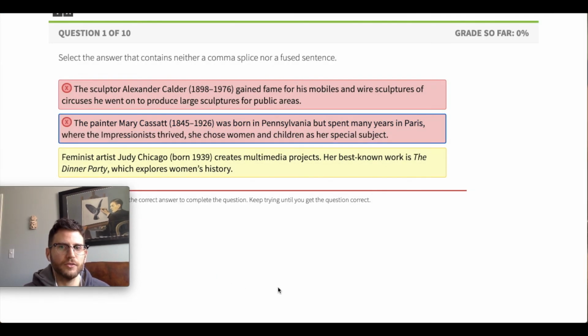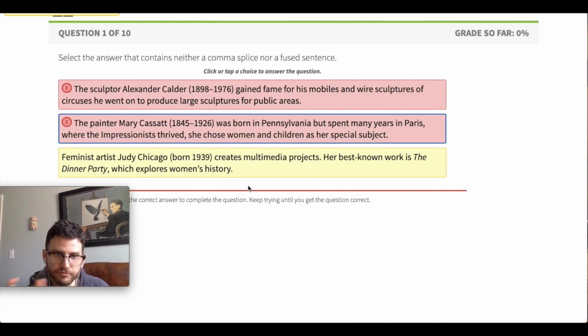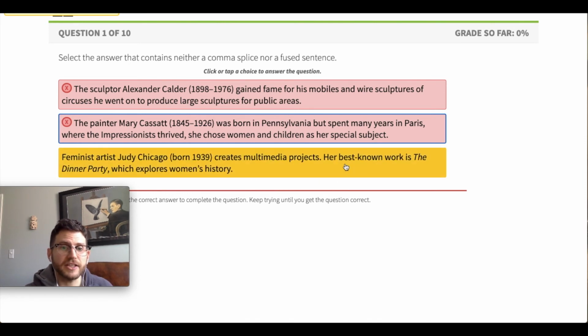Okay. The last one, let's see. Feminist artist Judy Chicago creates multimedia projects. Complete thought, and I've got a period there. Her best known work is The Dinner Party, which explores women's history. Remember, if you go back and watch the video on pronouns, we've got which, who, and whom. Those are relative pronouns. Which is a relative pronoun. Here I've got a relative phrase describing The Dinner Party. But still, it's a complete thought after the period.